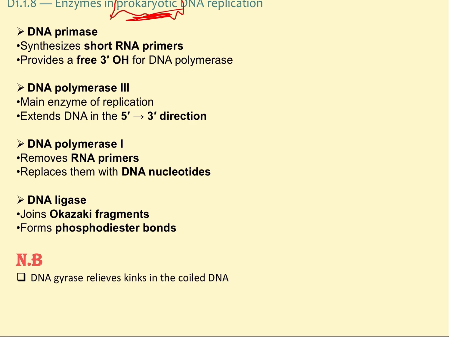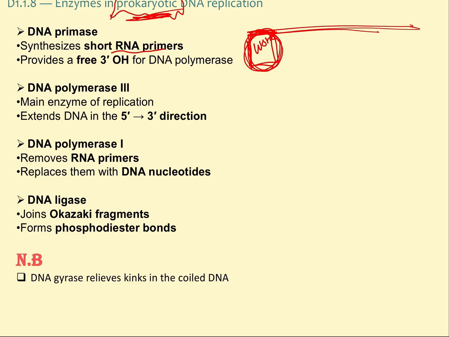Firstly, the DNA primase, okay? It lays down a short RNA primer. And why? Because DNA polymerase needs a starter block, a label, as if a sign to just work from here. Okay, it labels for the DNA polymerase to start from its place.